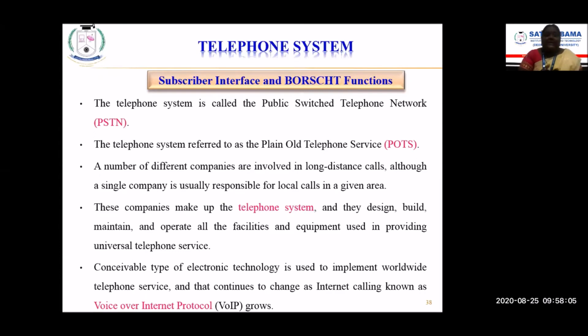Now let us see in detail what functionalities are provided by this subscriber interface and what functions are available in the telephone system. Before that, we should know what a public switched telephone network is. That is the telephone system, as I have shown in the previous slide. It is a network that connects all the subscribers, and from there it gets connected to the central office, or the one who is providing the telephone service. Normally this kind of telephone system is referred to as POTS, that is plain old telephone service.